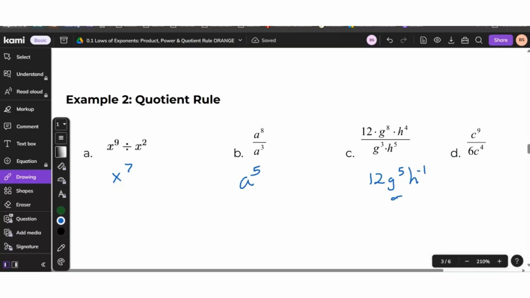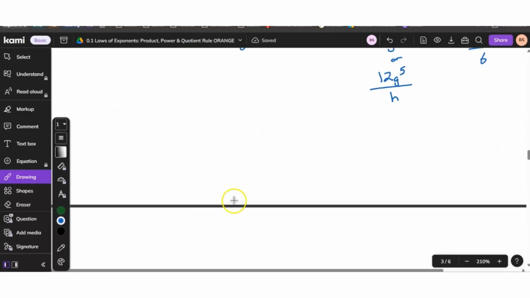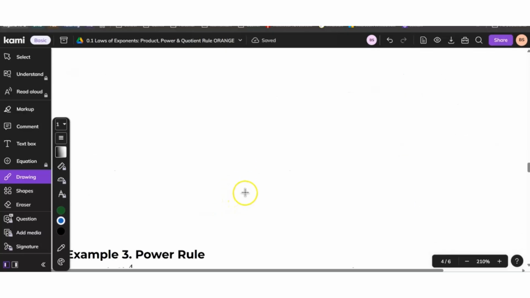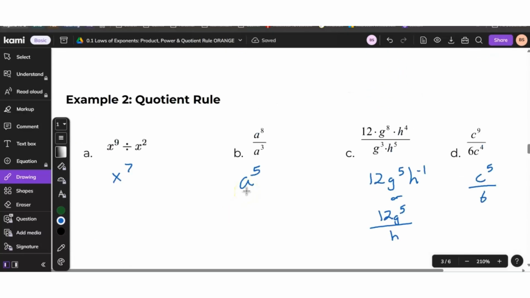Or you could write this with the h on the bottom. They're both correct. Okay? And then let's do this one here. So I'm going to get c to the 9 minus 4 is 5. And it's still over 6. The 6 doesn't move up. The 6 has to stay where it is. Okay? All right. So there's now going to be these three. Does everybody have those written down? Geronimo, I did them fast because they were easy, right? Geronimo's like, screw you.